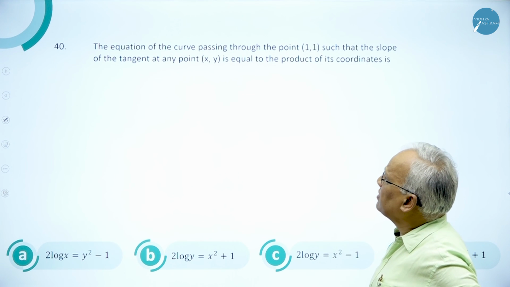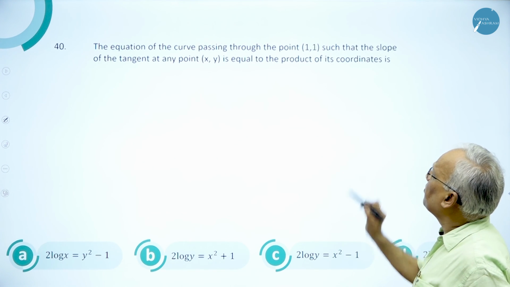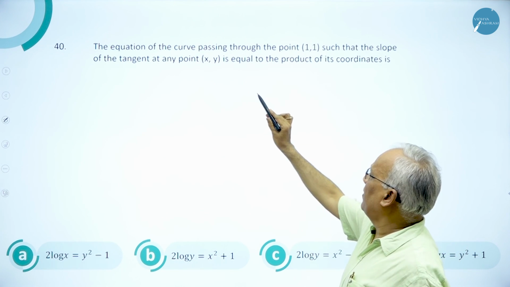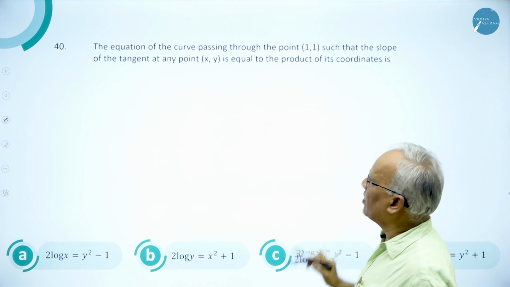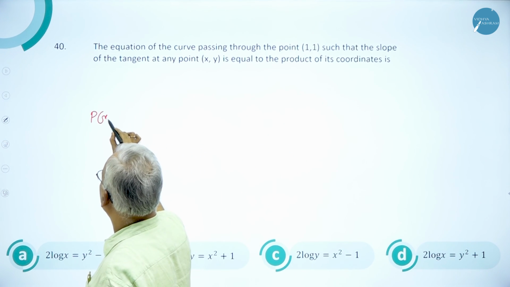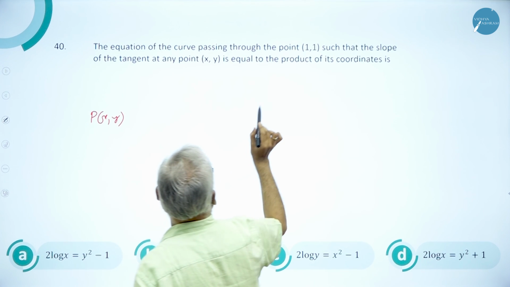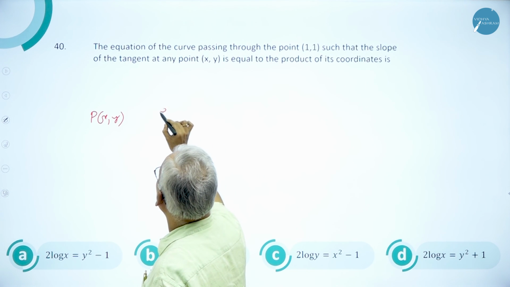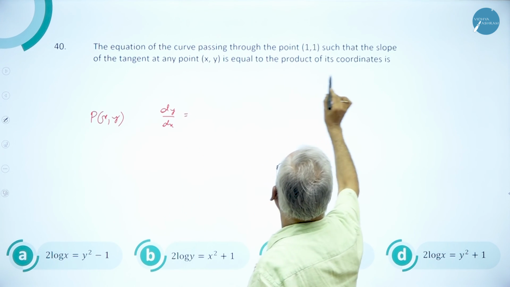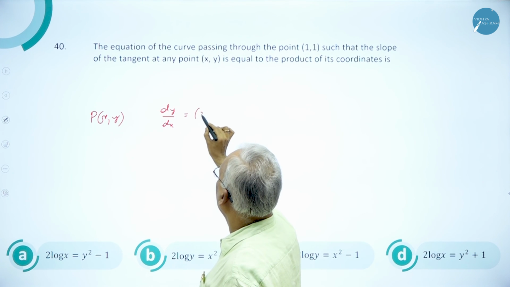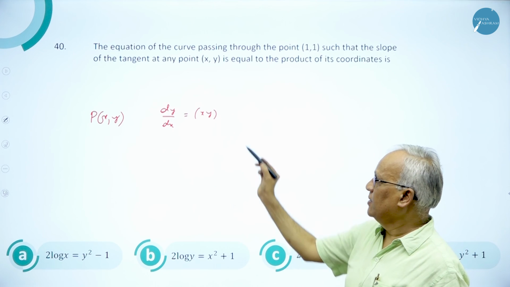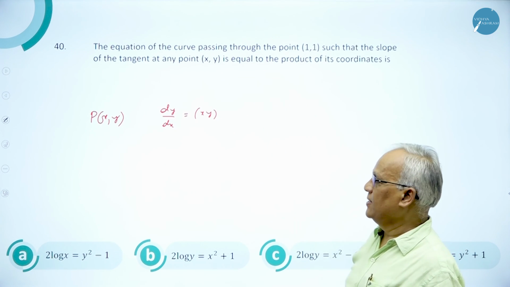Okay. The equation of the curve passing through the point 1, 1 such that slope of the tangent at any point x comma y is equal to the product of its coordinates. See, at any point x comma y, let us take a point x comma y, the slope of the tangent, what is that? Dy by dx is given to be product of its coordinates. So x and y are the coordinates. So this is the given differential equation. You have to construct the problem based on these wordings.